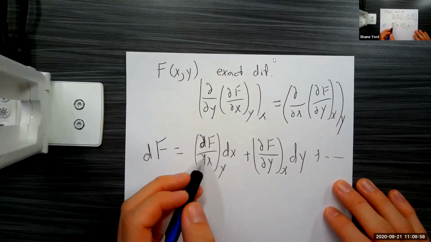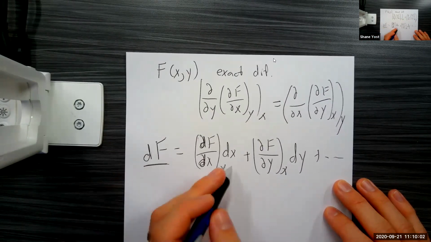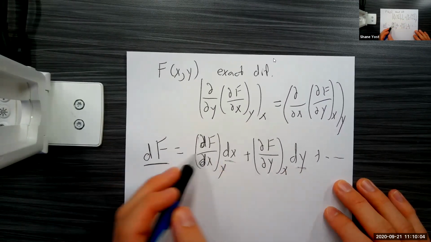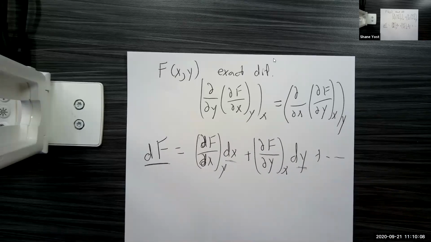Some change in my function is related to some change in the variables times how the function changes with those variables. That's all that statement is saying. My function changes when I change the variables, and how it changes is based off the slope, the relationship between the change in the function and the change in your variable.